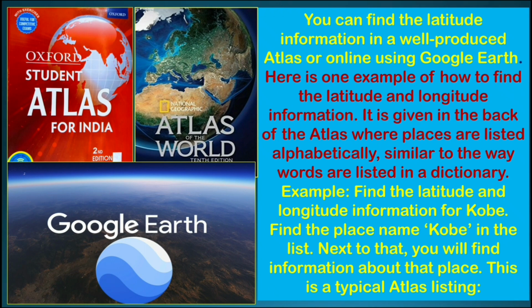You can find the latitude information in a well-produced atlas or online using Google Earth. Here is an example of how to find the latitude and longitude information. It is given in the back of the atlas, where the places are listed alphabetically, similar to the way words are listed in a dictionary. For example, find the latitude and longitude information for the place Kobe. Find the place name Kobe in the list. Next to that, you will find the information about that place. This is a typical atlas listing.